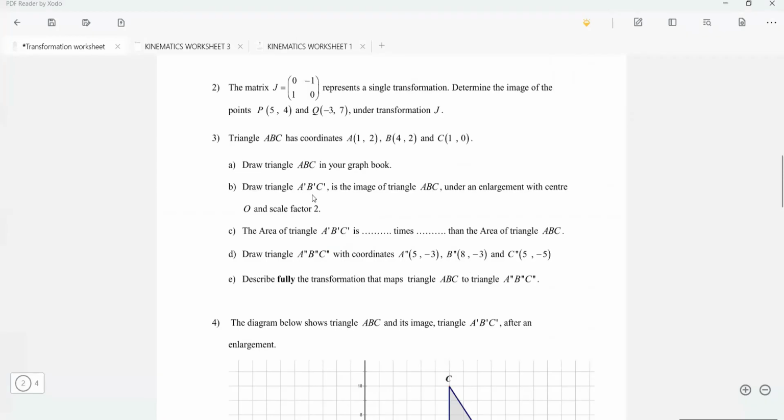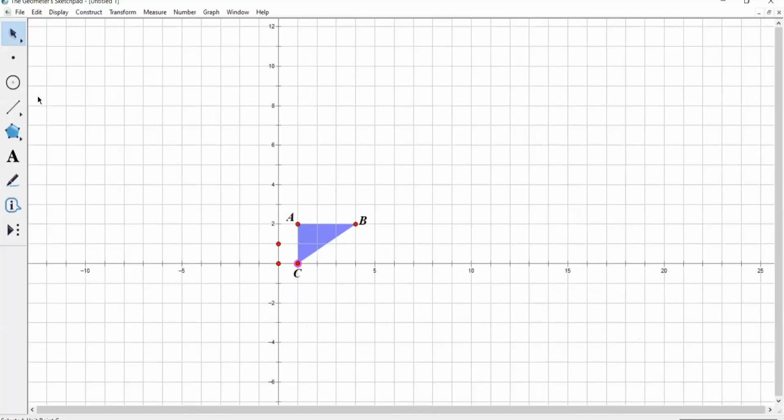Now the next part says draw triangle A prime, B prime, C prime, which is the image of ABC under an enlargement with center O. O means the origin (0, 0), and a scale factor of 2. Now the first thing I want you to know is, remember, A is the point (1, 2). Not 2, nothing. A is the point (1, 2).